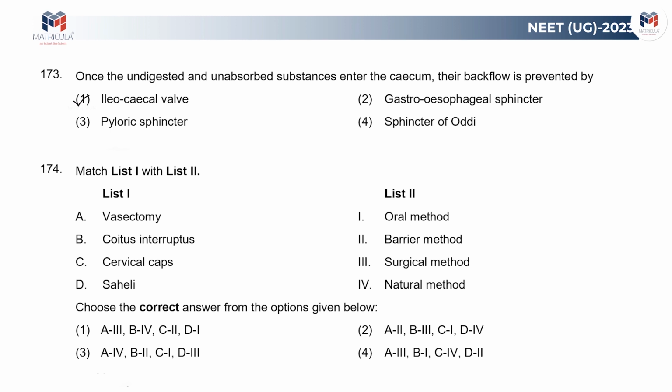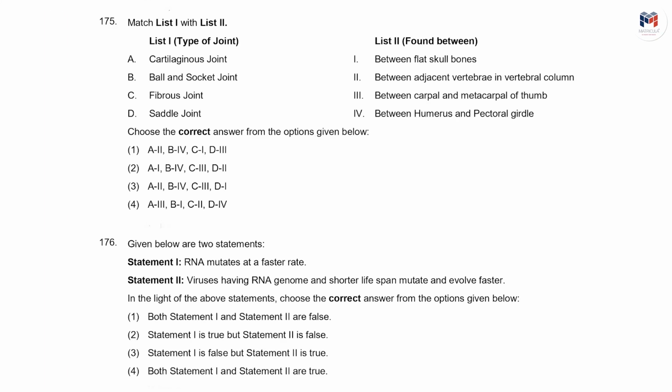Question number 174. Match list 1 with list 2. Choose the correct answer from the options given below. The answer is option number 1. A is matched with 3, B is matched with 4, C is matched with 2 and D is matched with 1.